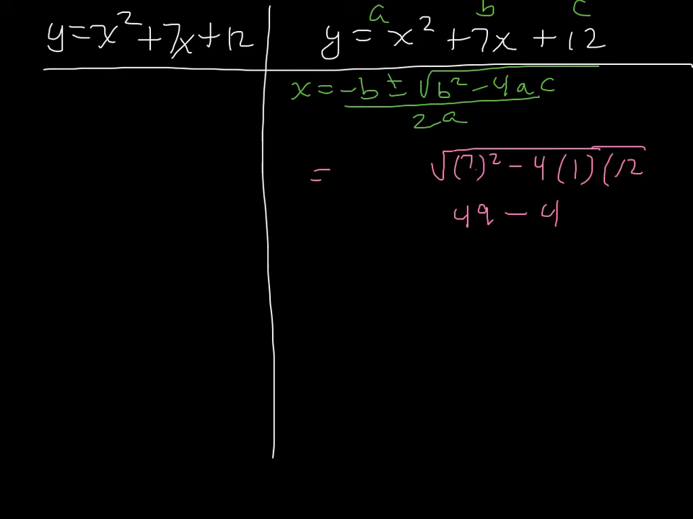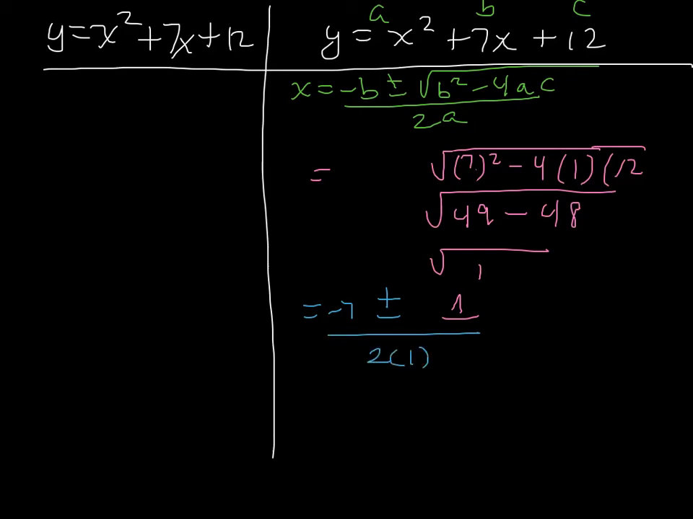49 minus 48, the square root of. And so that's the square root of 1. And I know the square root of 1. The square root of 1 is equal to 1. So now I can go back and I can plug in everything else. So I get, this is equal to negative 7 plus or minus the square root of 1, which is 1, all divided by 2 times 1.